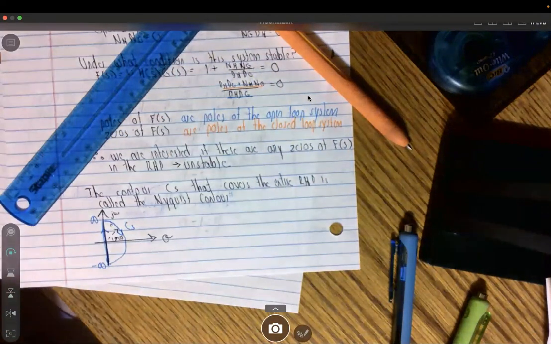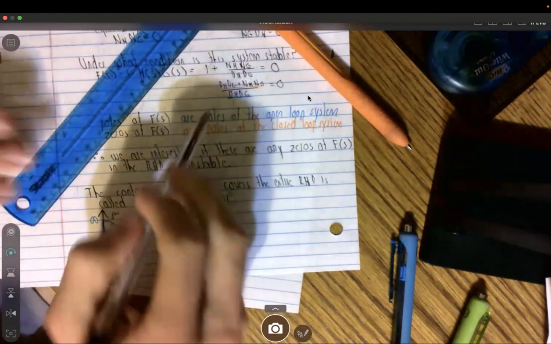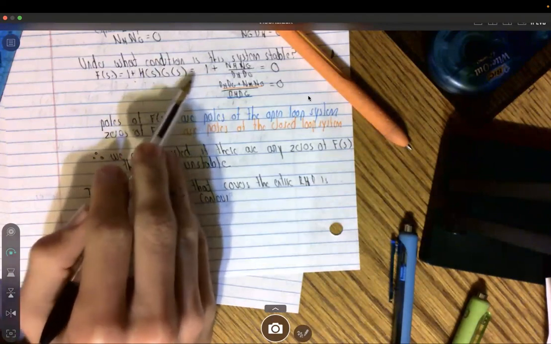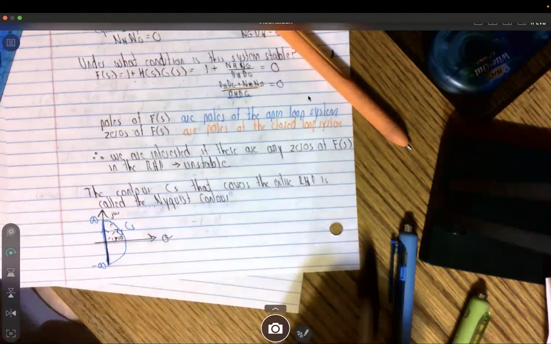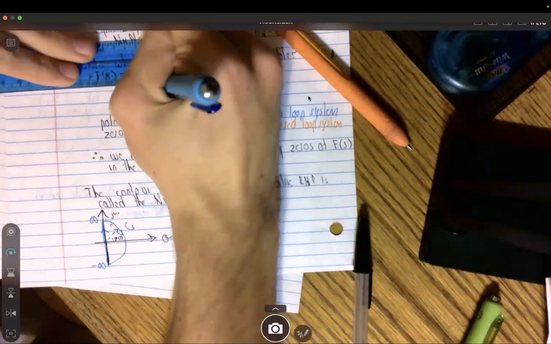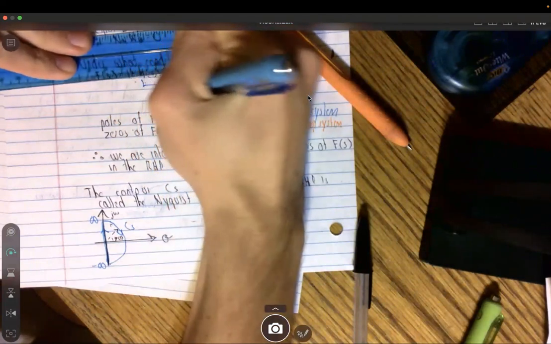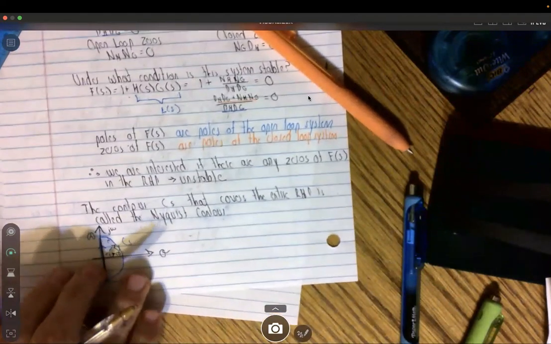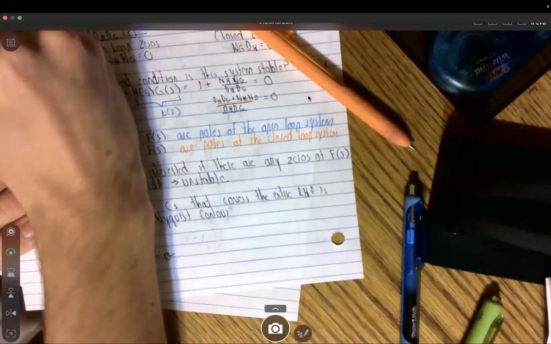And now that we have that, basically what we're going to look at is the closed loop system. Remember, F of S is defined as 1 plus H of S G of S, and isn't H of S G of S just L of S in our open loop system? Basically, the closed loop system is stable.